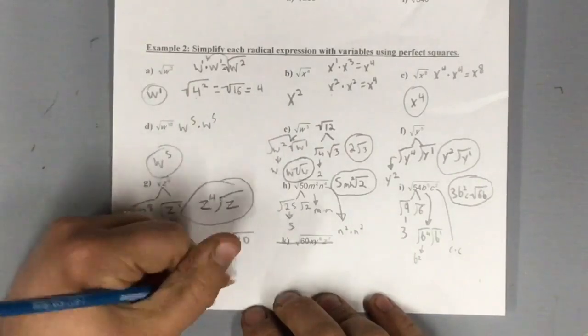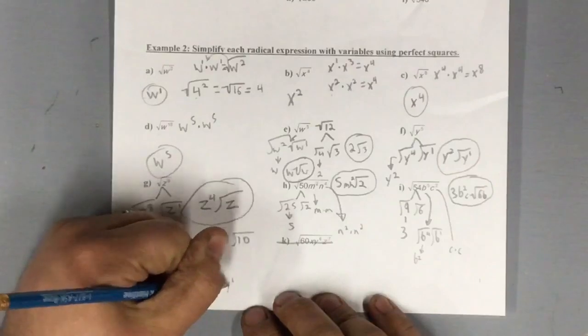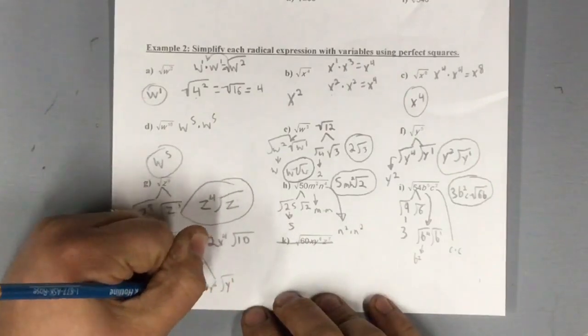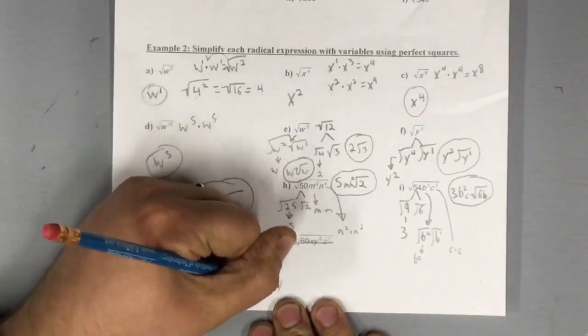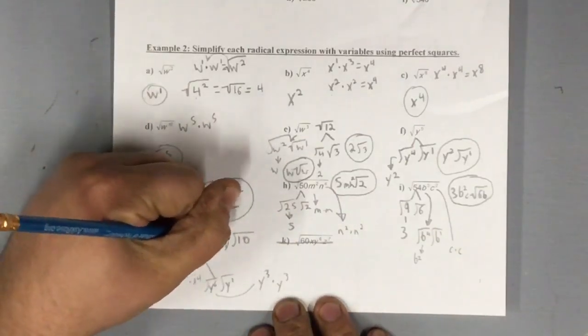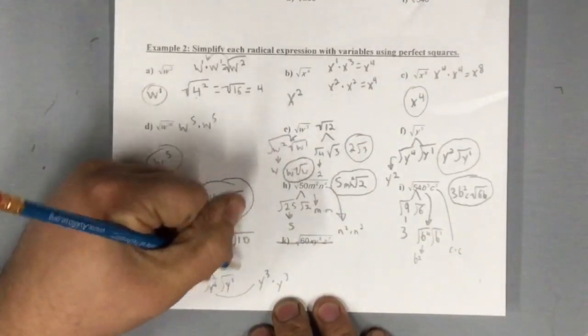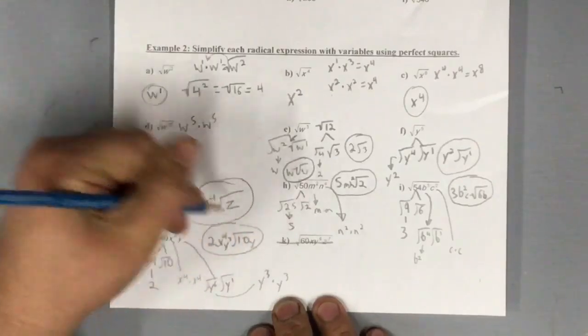Y to the 7th, I'm going to break down as y to the 1st and y to the 6th. The 6th can be broken down to y to the 3rd times y to the 3rd, which can come out like this, and this y to the 1st gets dropped back in.